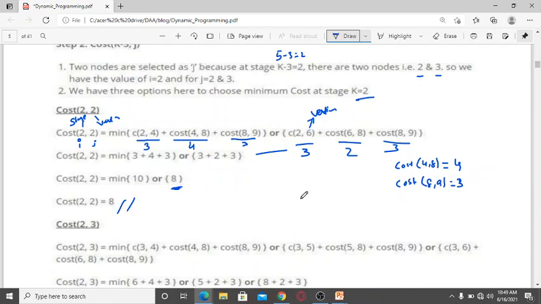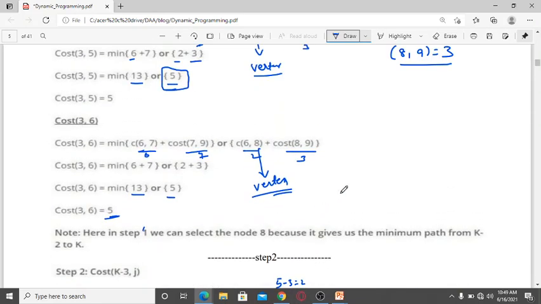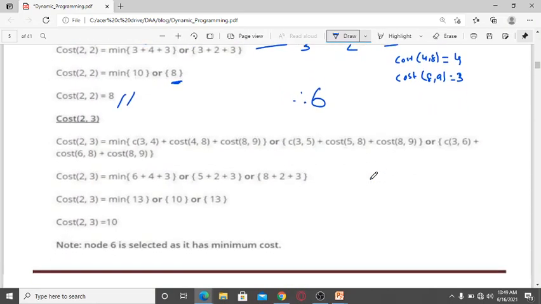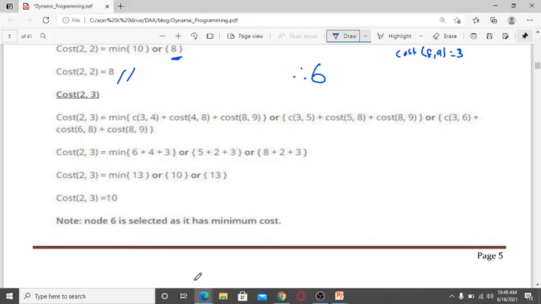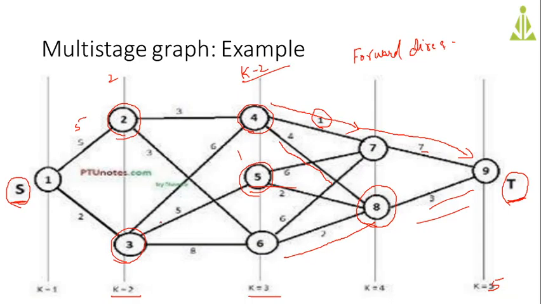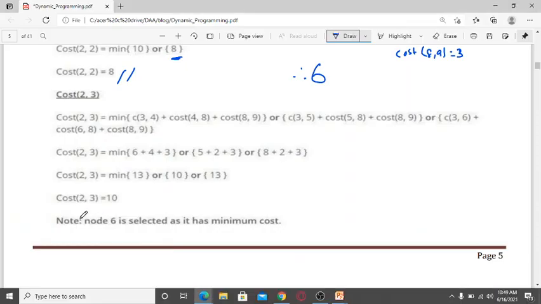So remember this 6. Here we got the 6. In the top we got the 8th vertex. Now check the next one. Next one in the second stage, third one. Second stage, and 3 is what is it?